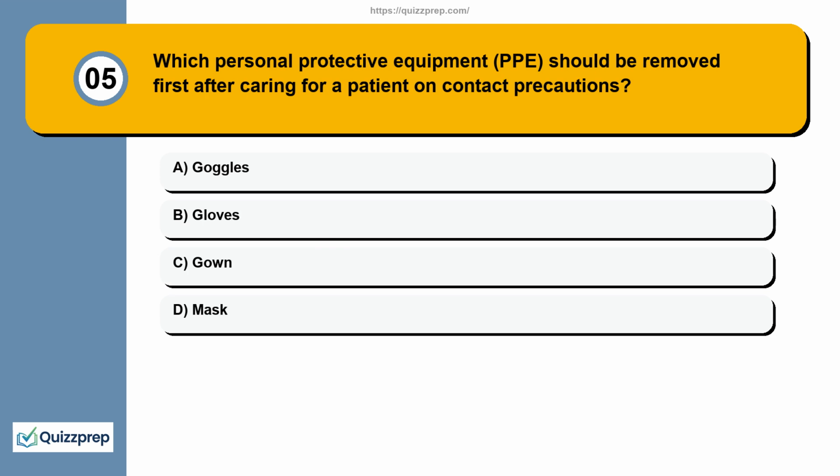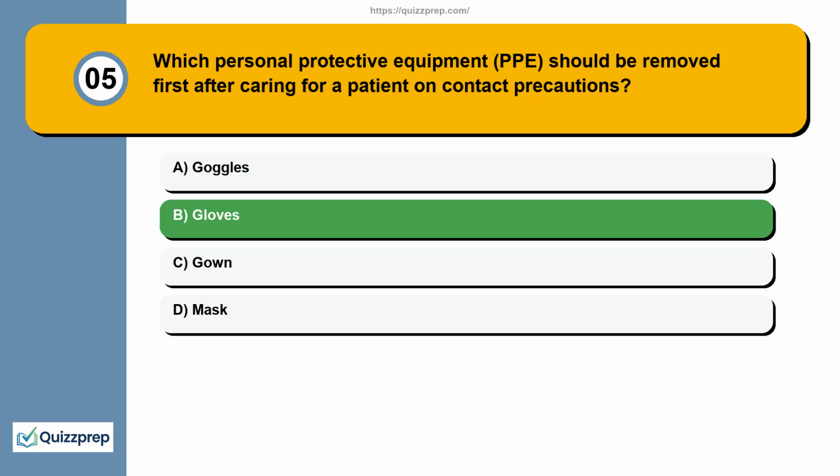Question 5. Which personal protective equipment, PPE, should be removed first after caring for a patient on contact precautions? Here are your options. Option A. Goggles. Option B. Gloves. Option C. Gown. Option D. Mask. The correct answer is option B.